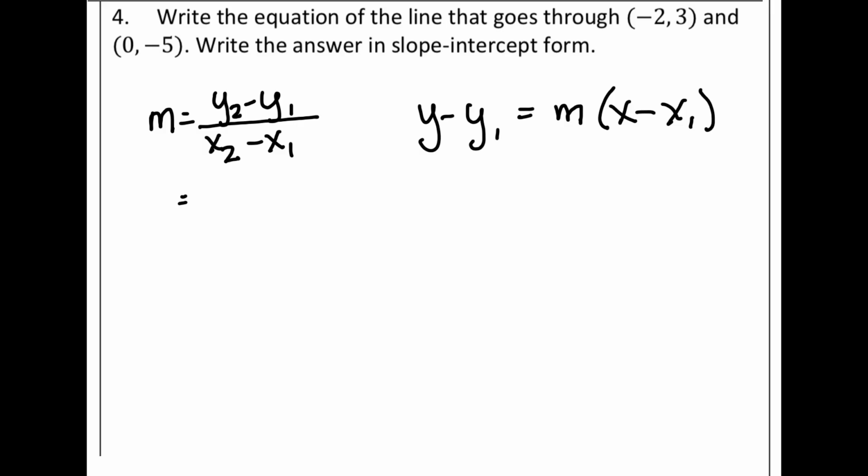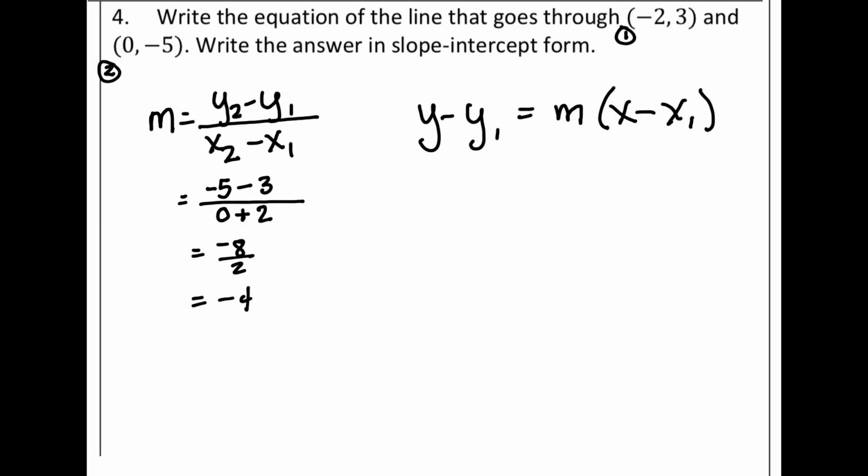So we have y from the second point. I'm going to say this is the first and this is the second, just so we can all keep it straight. So the second point is negative 5 minus y from the first, 3, over x from the second, 0, minus x from the first, negative 2. So it's add 2. We end up with negative 8 over 2, which is negative 4.